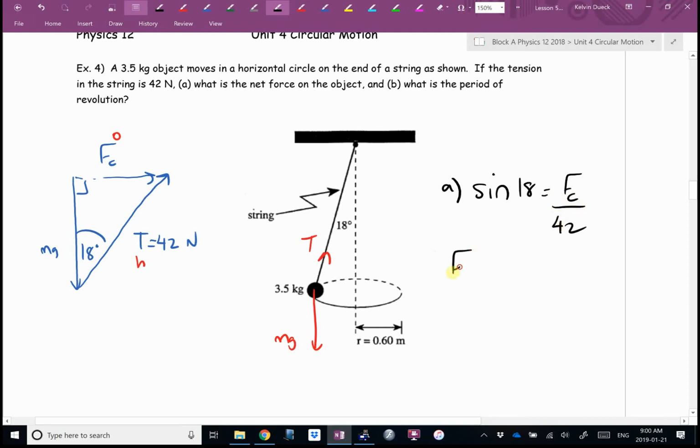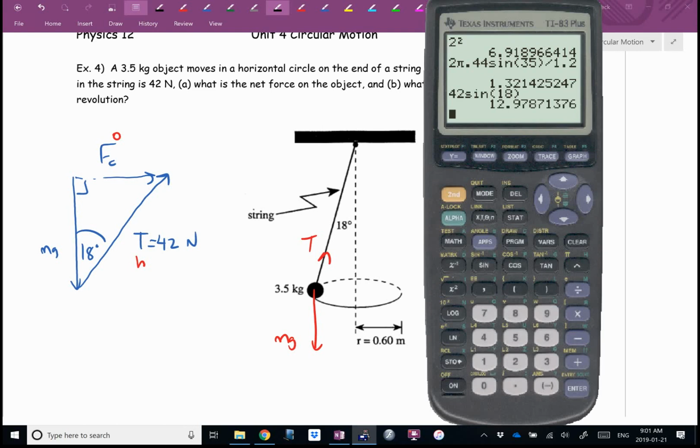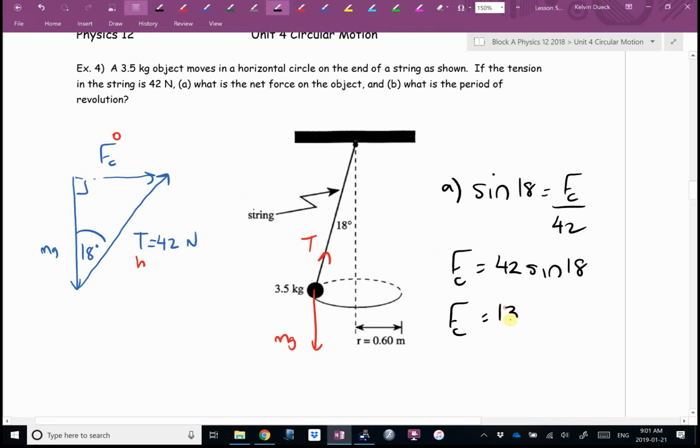So I think that centripetal force, which is the net force because it's the winner minus loser, equals Fc, is going to be 42 sine 18. 42 sine 18, and I get 13.0, I think, if I round off properly. Yeah? No? Anyone? There we go.